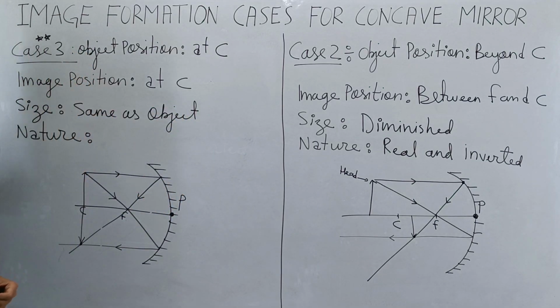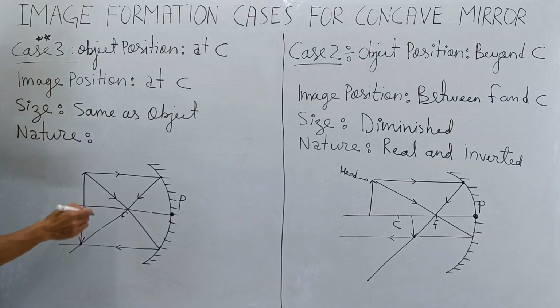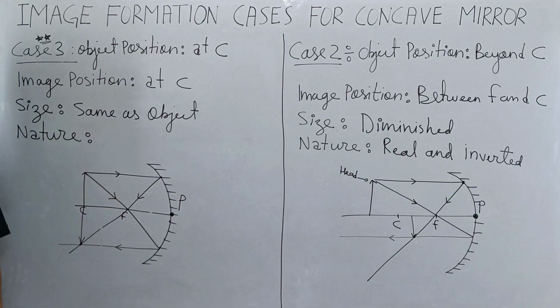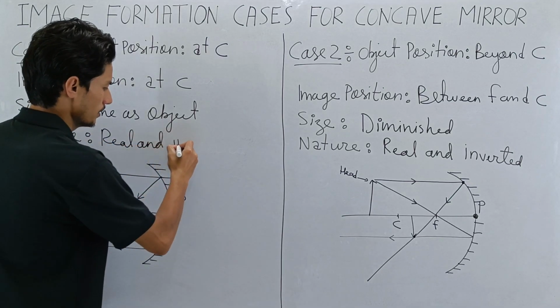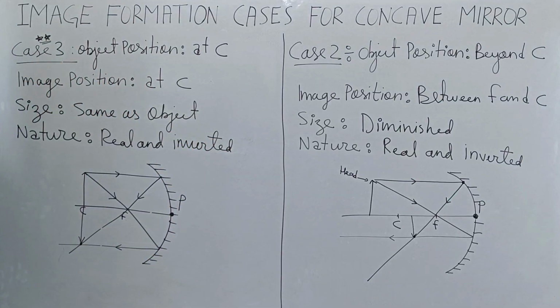This is why this case is very, very important. This is the only case where the height of the image and the height of the object are the same. The size of the object and the size of the image is the same. Then the nature, what will be the nature? This will be real, and if it is real, then it will be inverted. So this is case 3 for us.